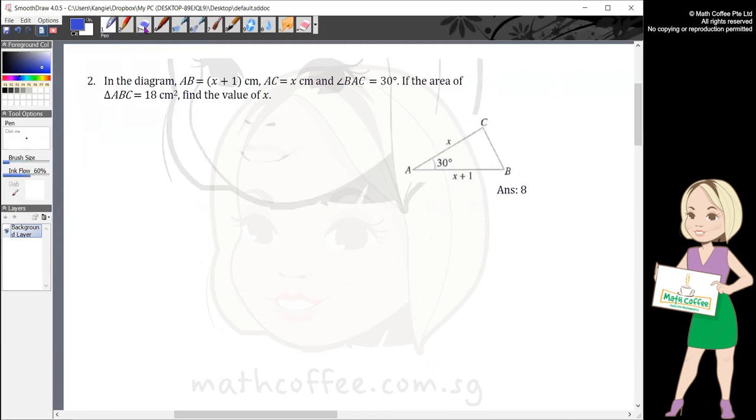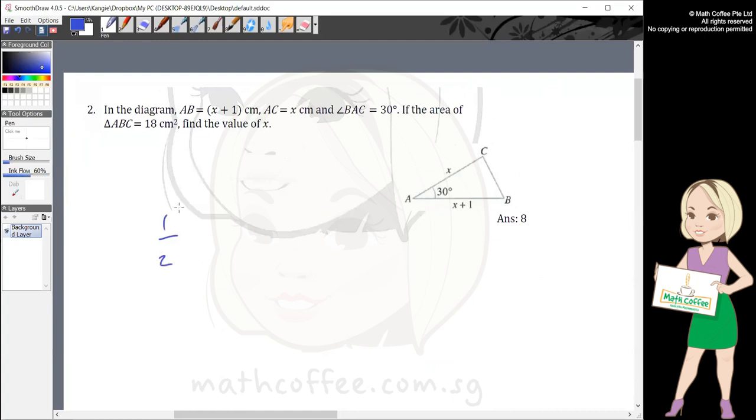So this is also the same thing. It's the area of a triangle, so it's just forming an equation. First, half times AB, which we know is x, times this one, so it's x multiplied by x plus 1, times sine 30 degrees, equals 18.